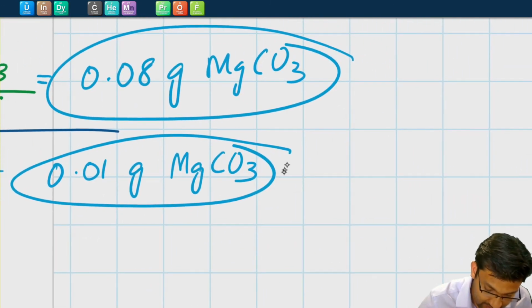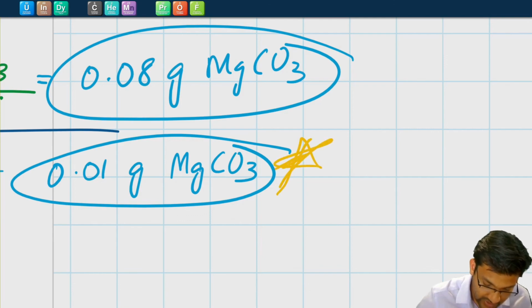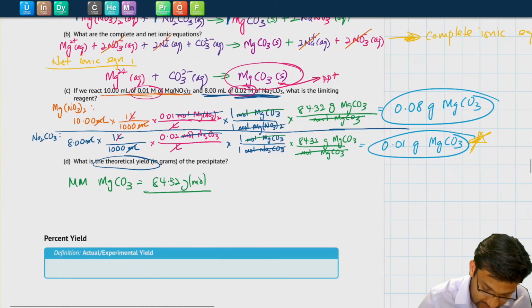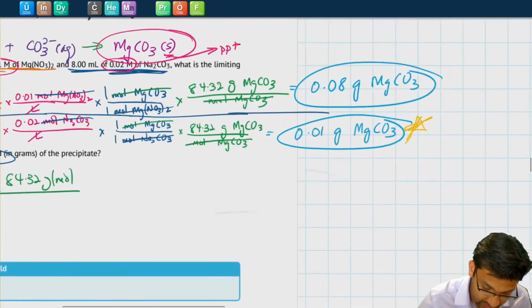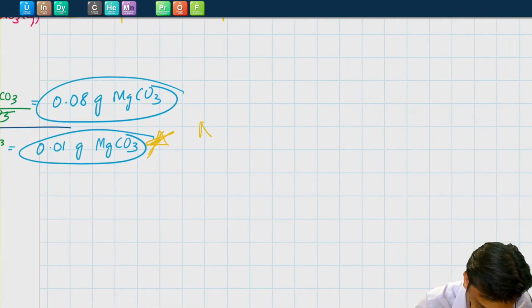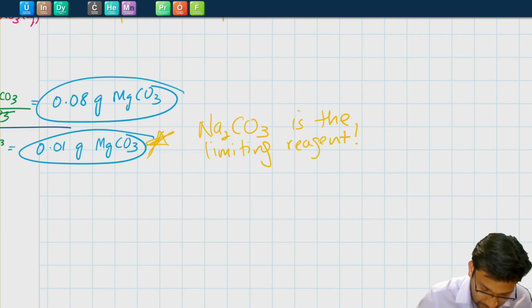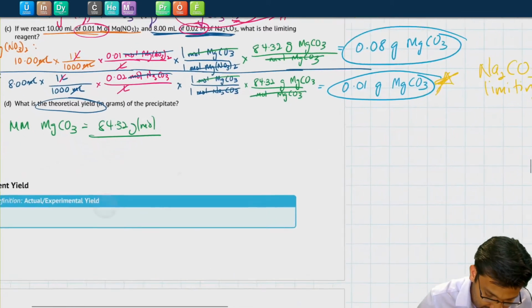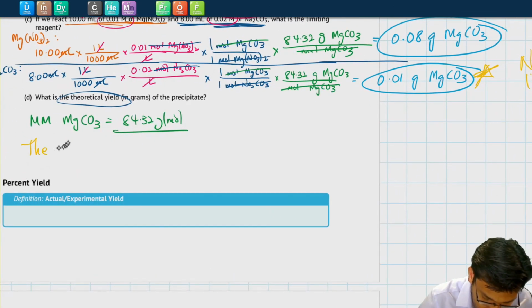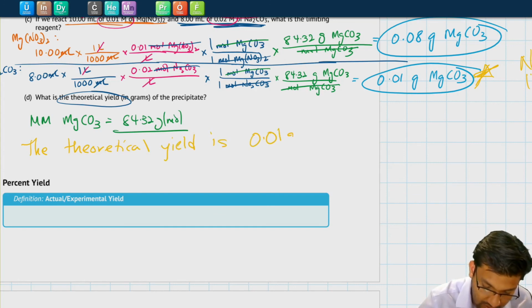We recognize that this one is a smaller amount, which comes from the sodium carbonate. So this means the answer to question part C, Na2CO3 is the limiting reagent. And that means that we have part D answered. The theoretical yield is 0.01 grams of magnesium carbonate.